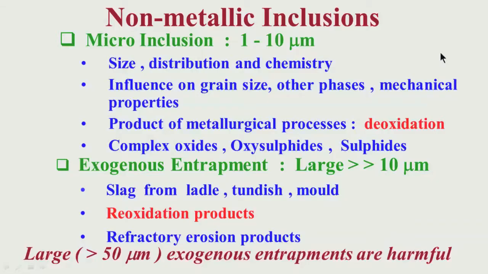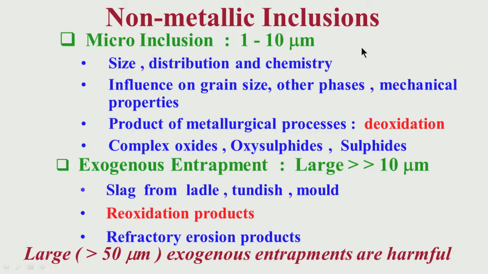Now, let me talk in certain details about what we meant by non-metallic inclusions, what the types of inclusions are, and where they are coming from. I have mentioned that micro inclusion basically means inclusions which we cannot see with the normal eye; these have to be seen under the microscope.